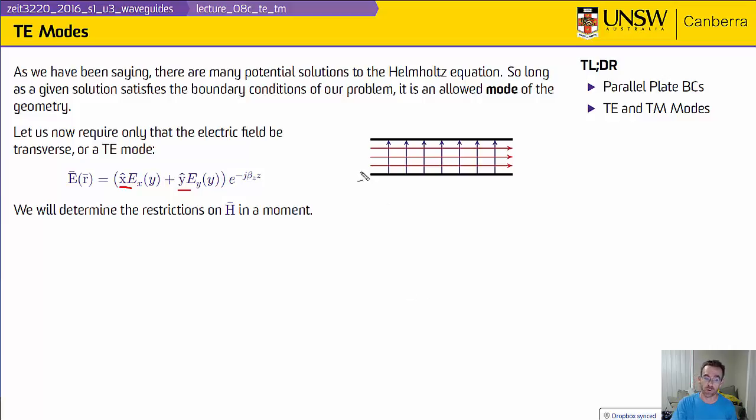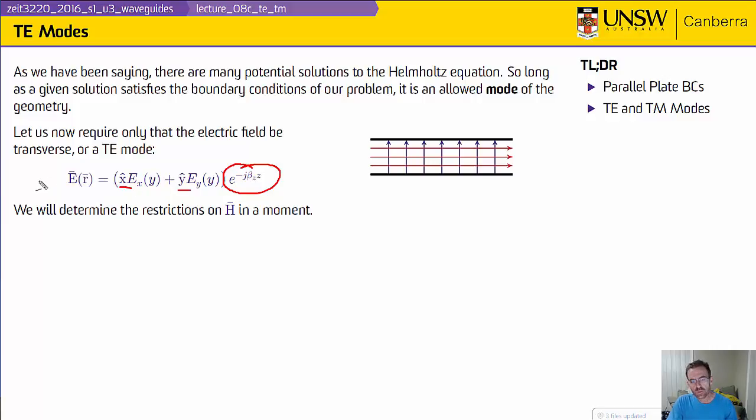As we did in the TEM mode case, we're going to assume that the only z variation is e to the minus j beta_z z. But I want to caution you, we're going to find out that this beta_z is different than the beta_z we saw for the TEM mode. And furthermore, we're actually going to find that there are many different TE modes, and each of those TE modes has a different value for its beta sub z.